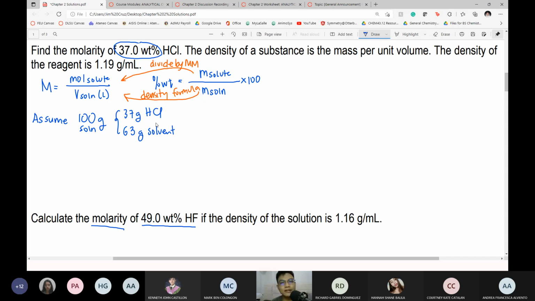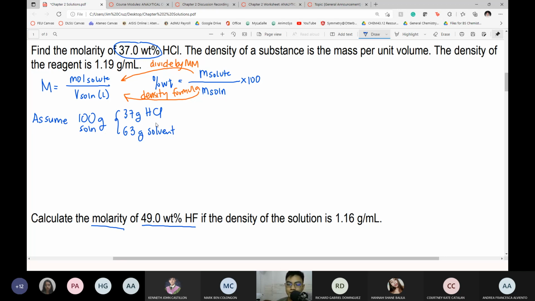Kailangan po ba 100 grams talaga? Not necessarily. You can assume any mass you want. Pwedeng 50 grams, pwedeng 31.33 grams, no? Pwedeng 3.14 grams solution. Any mass ng solution, pwede mo i-assume, as long as 37% of it corresponds to HCl. Okay? So, okay lang talaga mag-assume.